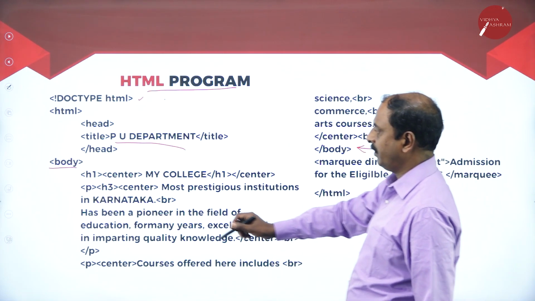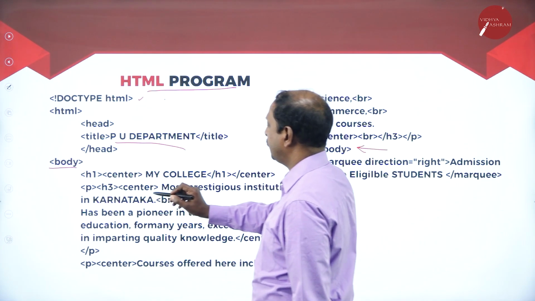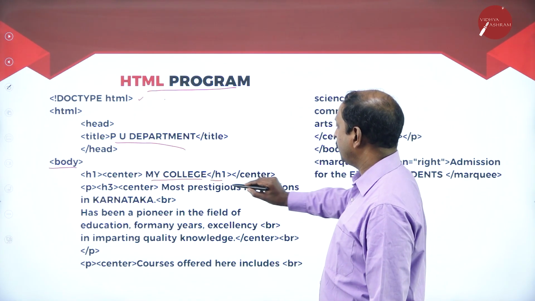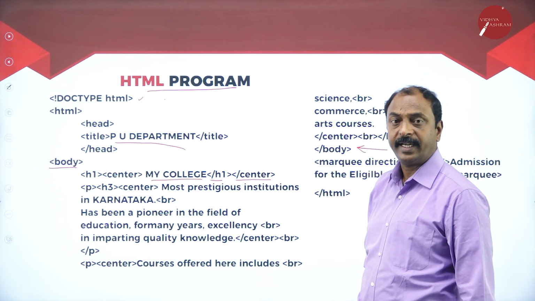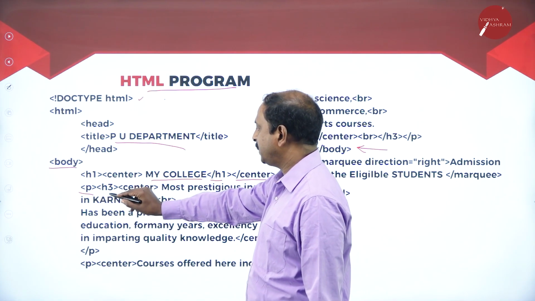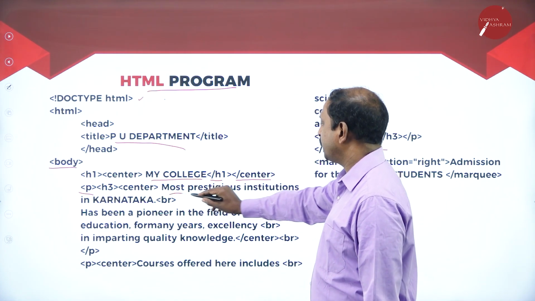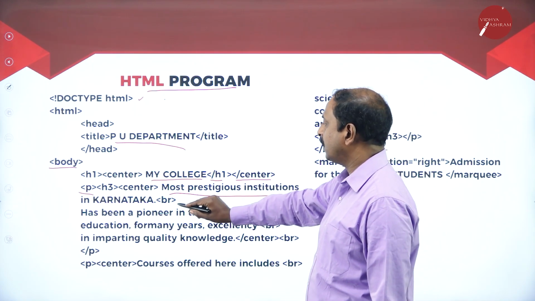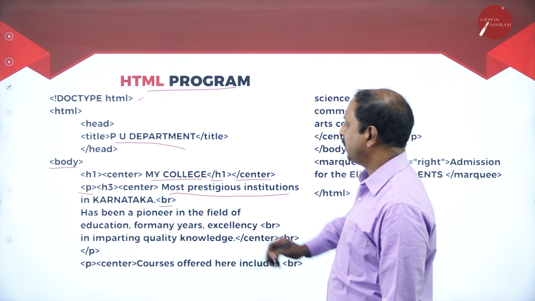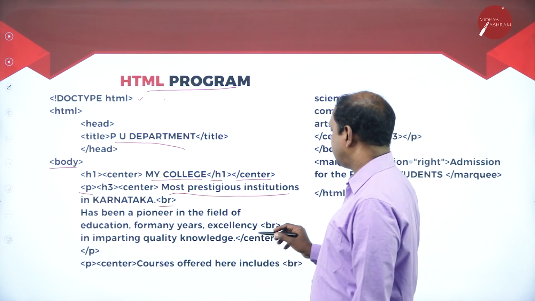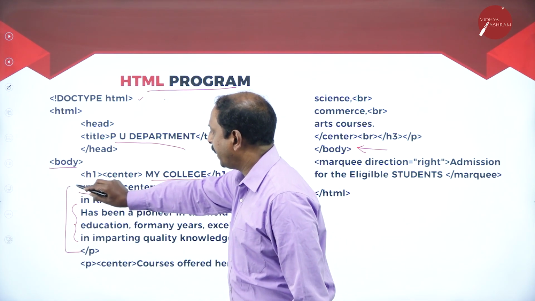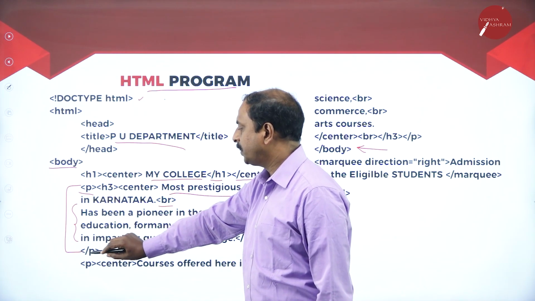Accordingly, in this example, we have H1 tag, center tag, and this is my college data. And again, we are closing H1 as well as the center tag. Similarly, this is P, which stands for paragraph tag, and again H3, center, most prestigious institutions in Karnataka. And all these are different tags along with information. The BR tag is known as the line break tag, and then again, this is the information we have written. Then we are closing the P tag.